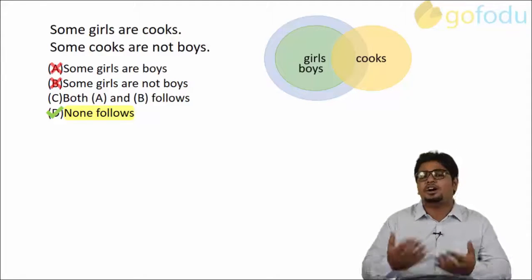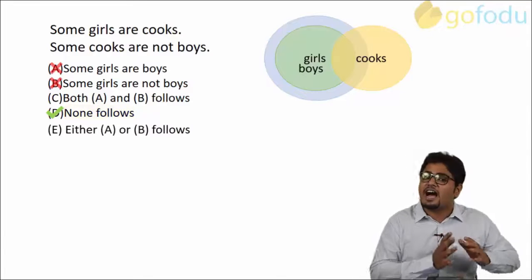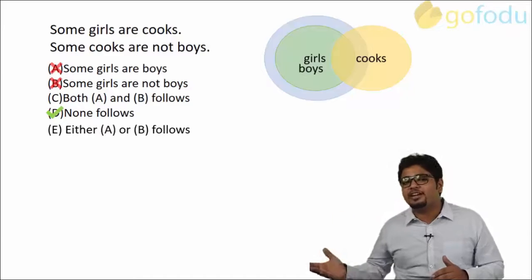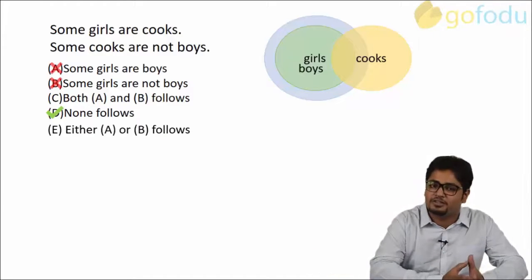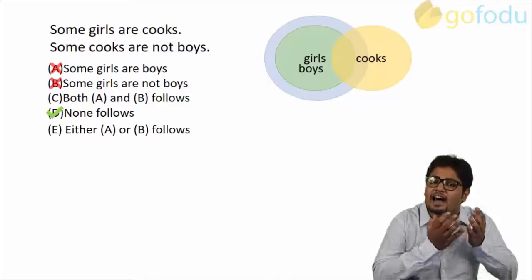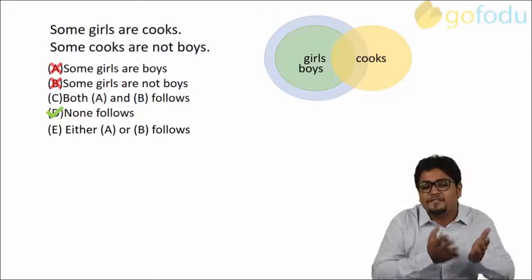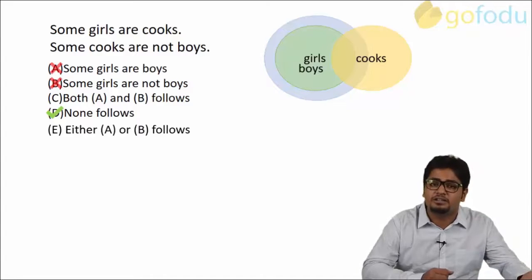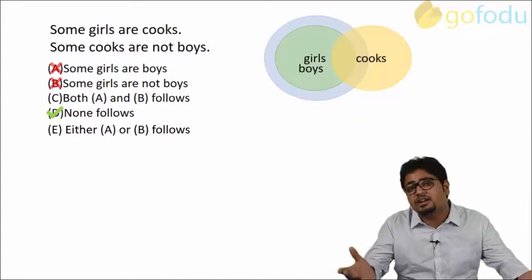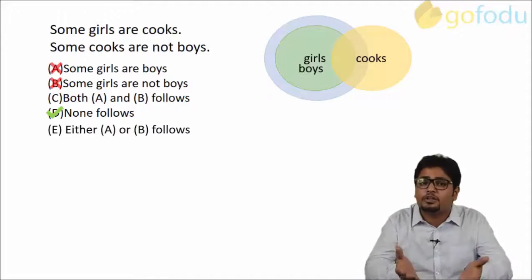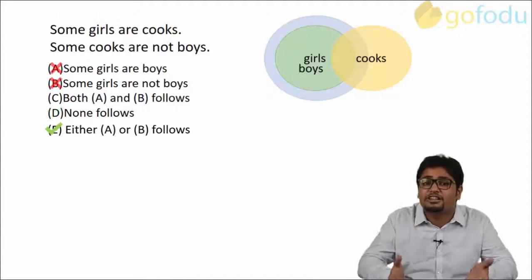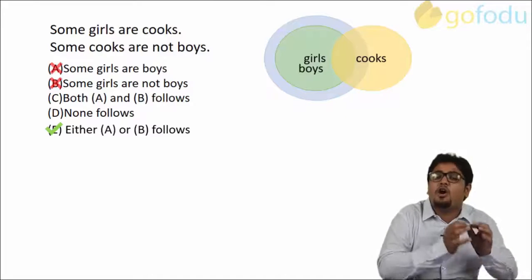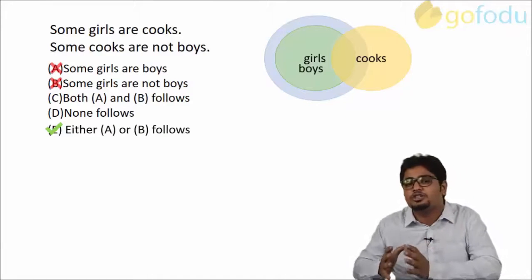But suppose I give you another option, option E, as either A or B follows. Without even looking at the Venn diagram, just by looking at the two options, it should be understood that either one of the two conclusions will definitely follow. One says some girls are boys and the other says some girls are not boys. One of the two has to be true. It's definite.